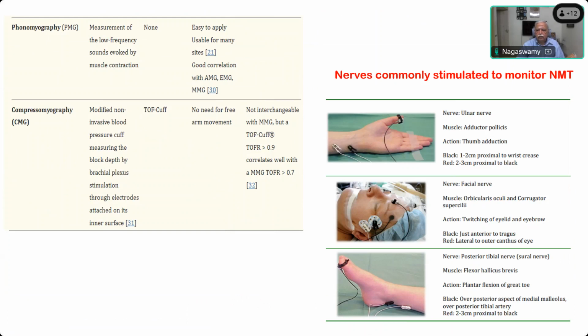And the sural nerve, actually it is a sensory nerve. So I think this is a mistake here. So you have to use a motor nerve to see this response. The posterior tibial nerve is the right one, and the response to the stimulation occurs by thumb adduction here, twitching of eyelid and eyebrow muscles, and plantar flexion of the great toe. That is what will happen if you stimulate that.